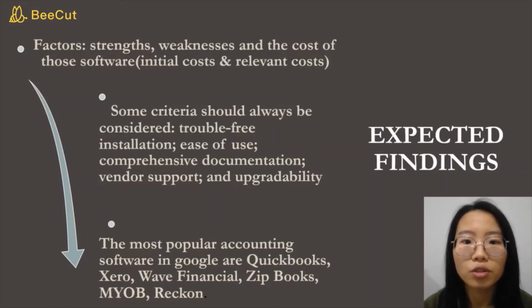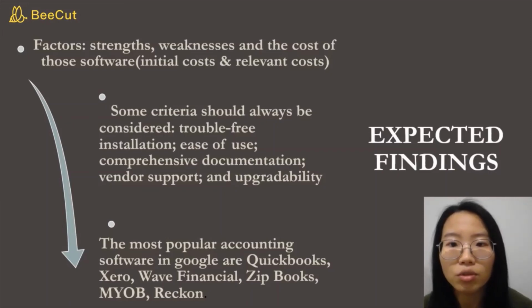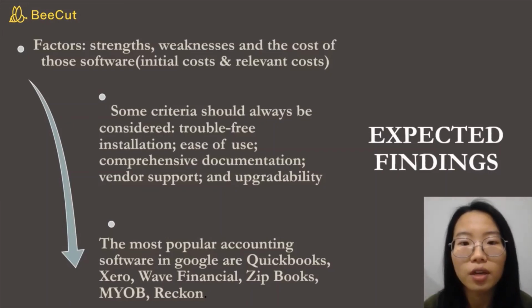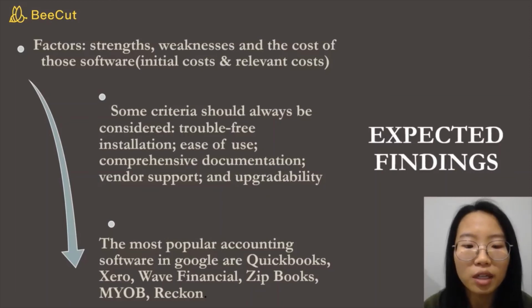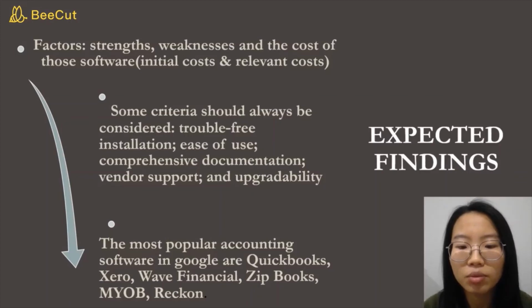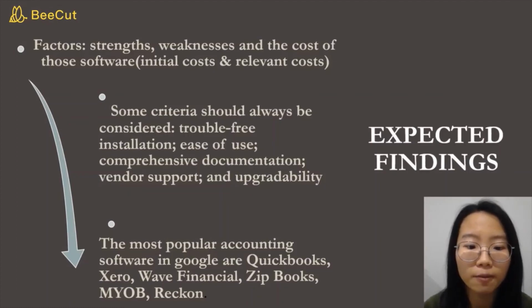So in general, the following criteria should always be considered when evaluating an accounting software package: trouble-free installation, ease of use, comprehensive documentation, vendor support, and upgradability. And the most popular accounting software in Google are like the following.